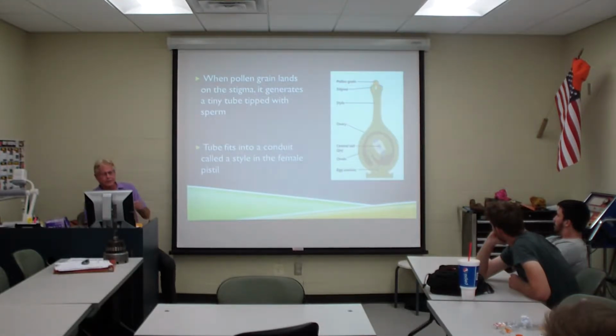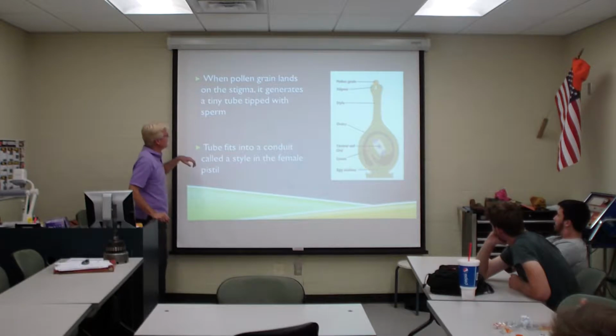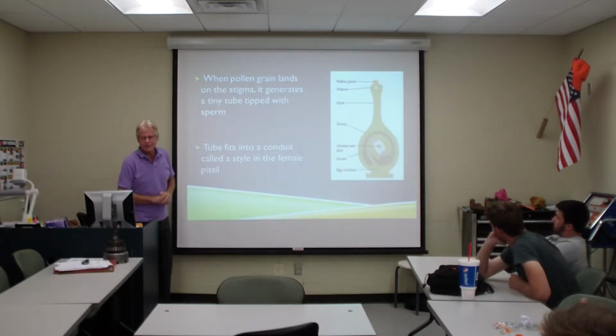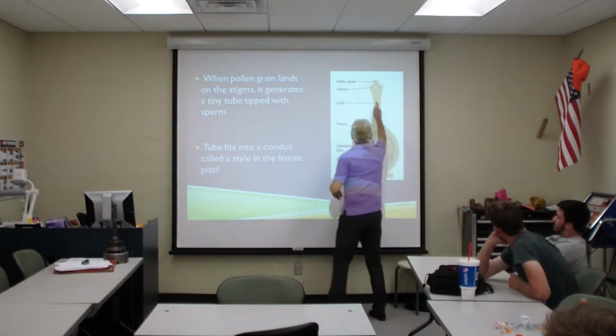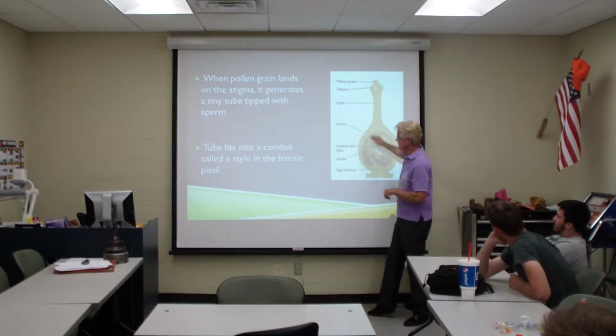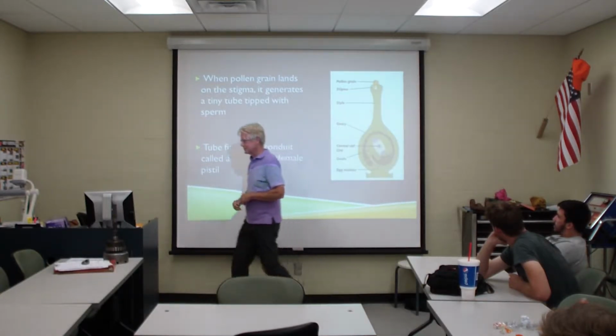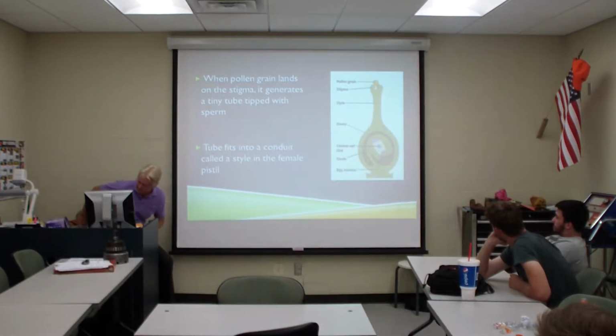And then we have, as I explained, when the pollen grain lands on the stigma, it generates a tiny tube, tip of sperm. And the tube fits into a conduit. Everyone knows what a conduit is, right? Well, basically a conduit would be the style, in the female. It's pretty straightforward there. No questions? Any curiosities?